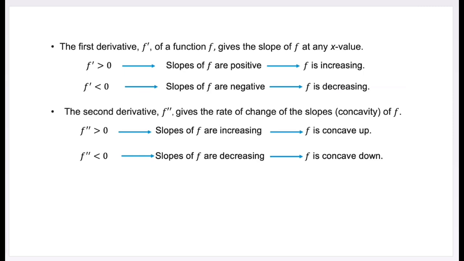The second derivative f double prime gives the rate of change of the slopes, or the concavity of f. If f double prime is greater than 0, the slopes of f are going to be increasing, so the graph is going to be concave up. If f double prime is less than 0, the slopes of f are going to be decreasing, and f will be concave down. So those are just some things to keep in mind as we're looking at the relationship between the first derivative, the second derivative, and the original graph.